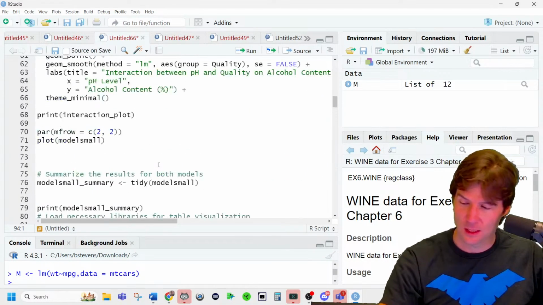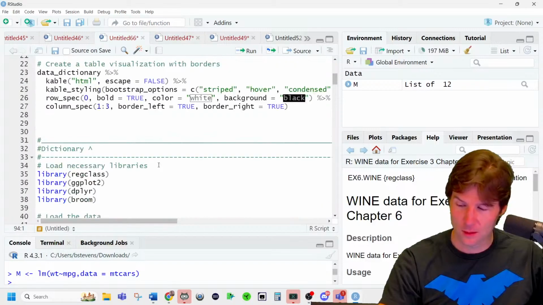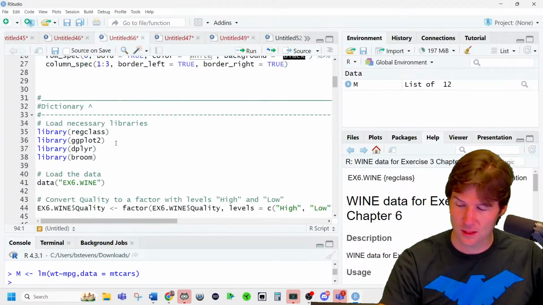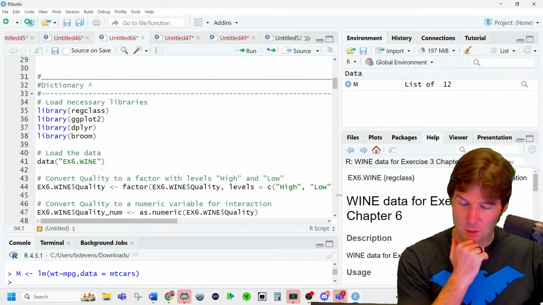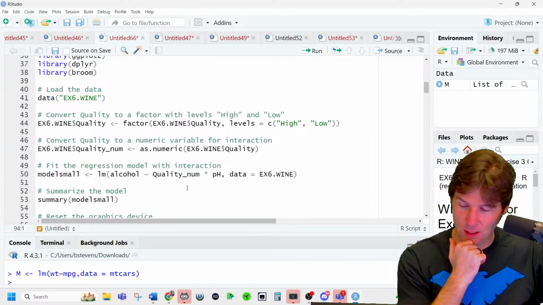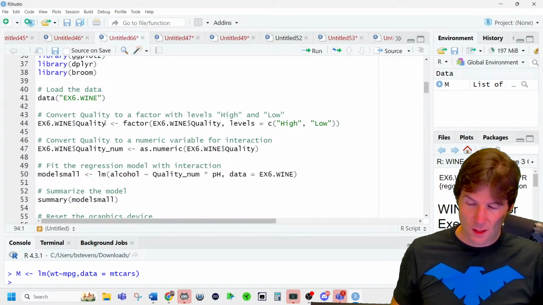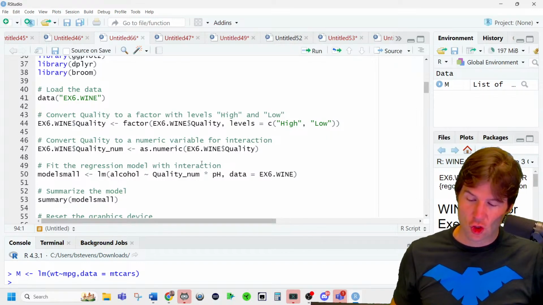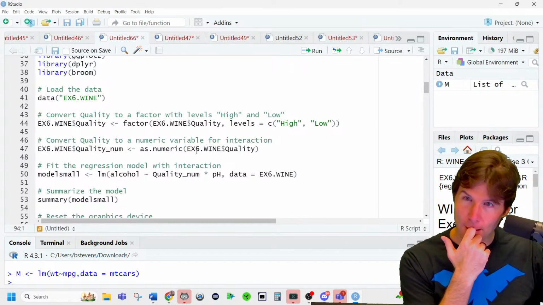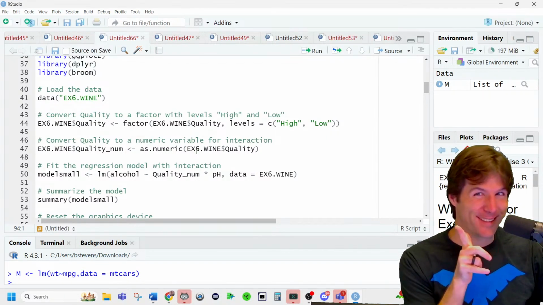So after the data dictionary, okay, let's go back up here. Here's the dictionary, and that's what the data dictionary is. So you're loading EX6 wine. You're making sure that it's a factor, which you probably didn't need to do, but this might cause problems. So right here, because it's probably AI a little bit, and nothing wrong with AI.